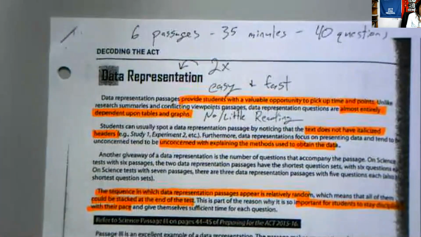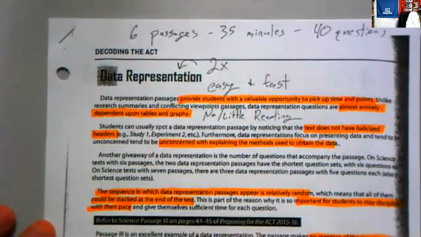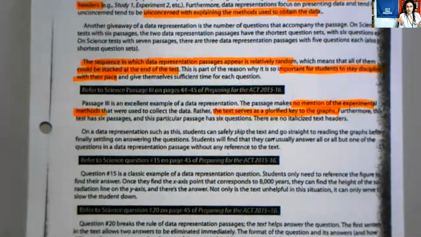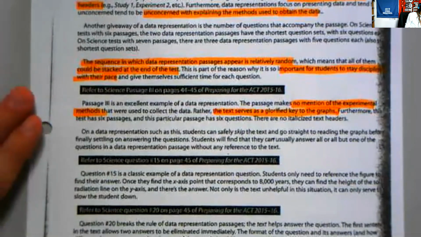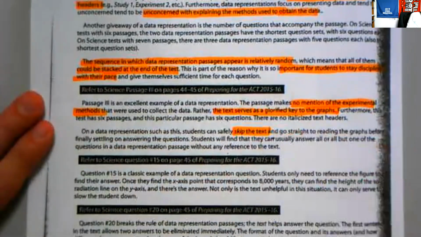These are the ones we need to flourish on. So we're going to look at a passage here talking about data rep. It makes no mention of experimental methods. The text serves as a glorified key to the graphs. The text tells you what the graphs mean. On data reps such as this, you can skip the text.